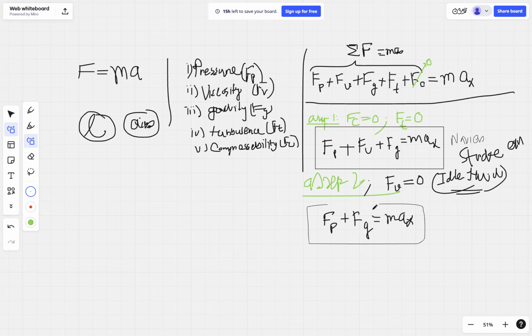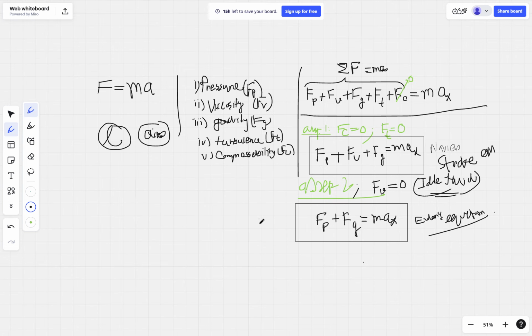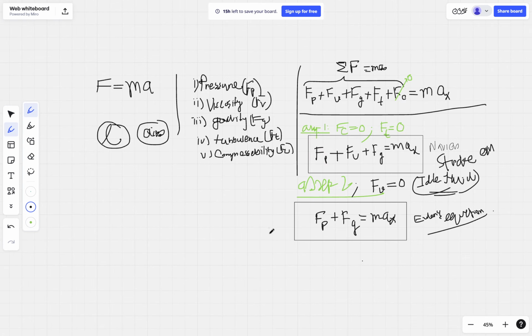So this is it, and as we get over here, it is Euler's equation of motion, or we can say the Euler equation. Now we're going to derive it.